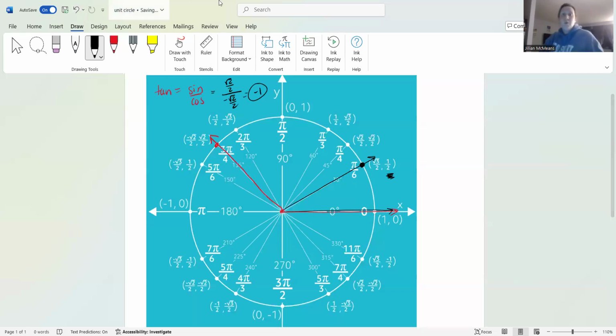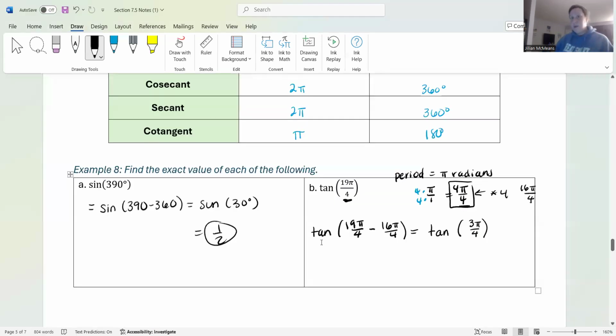So we could go here and say, we know that tangent of 19 pi over 4 is really the same thing as tangent of 3 pi over 4. We've just peeled off 4 periods. And we know that tangent of 3 pi over 4 is -1. So that's how using the period can be really, really helpful to us. So understand that sine and cosine, secant and cosecant have a period of 2 pi, and tangent and cotangent have a period of just pi.